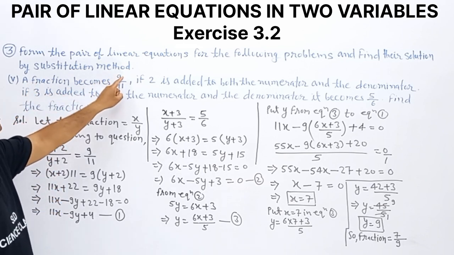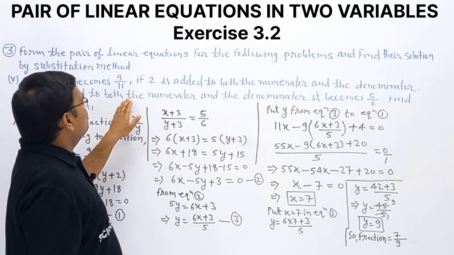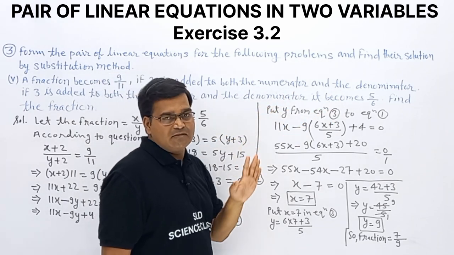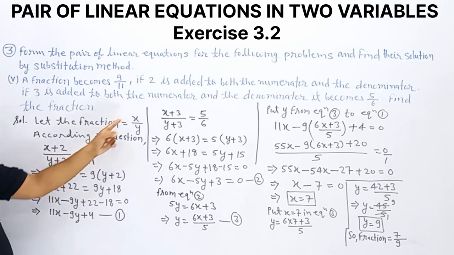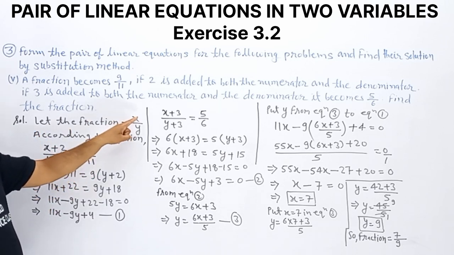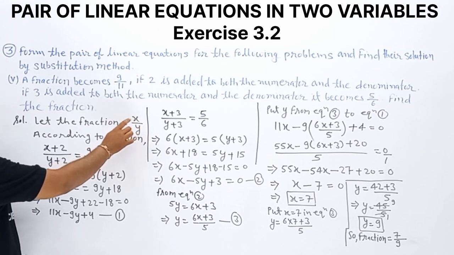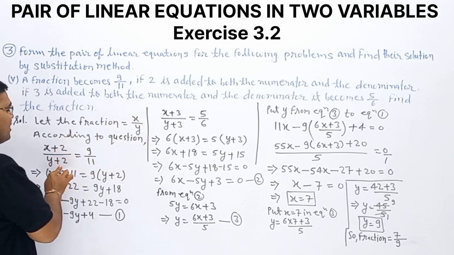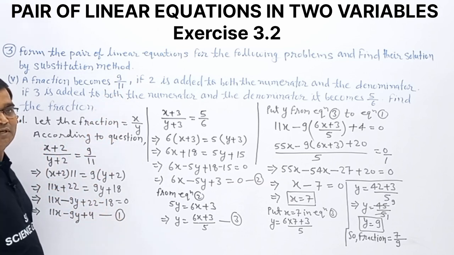A fraction becomes 9 upon 11 if 2 is added to both the numerator and the denominator, and if 3 is added to both the numerator and denominator, it becomes 5 by 6. Two situations we are having. Find the fraction. So first we assume the fraction equal to x upon y. Now once we add 2 to both numerator and denominator, this fraction becomes 9 upon 11. By cross multiplication we get one linear equation in two variables.